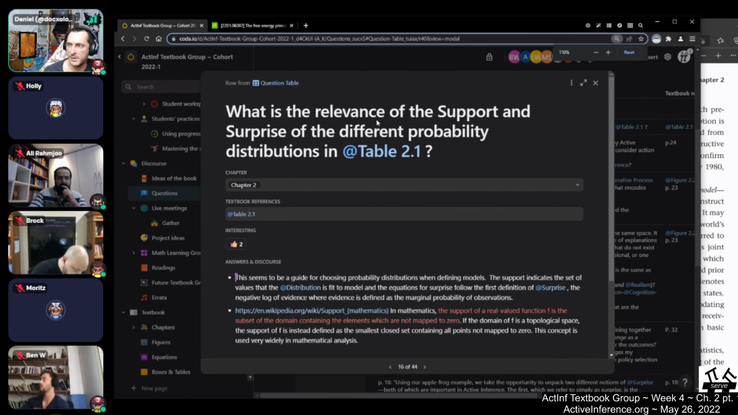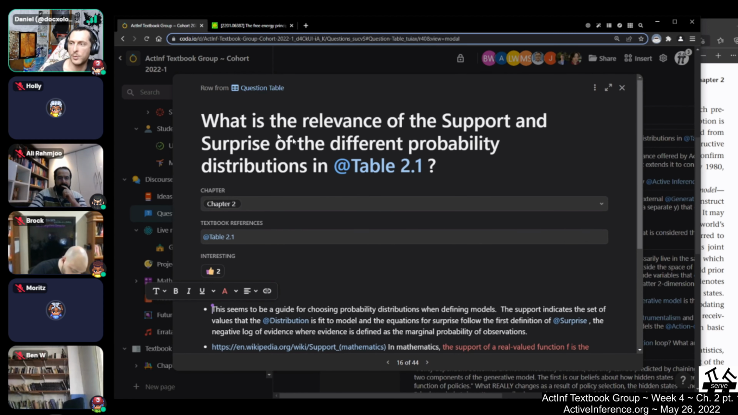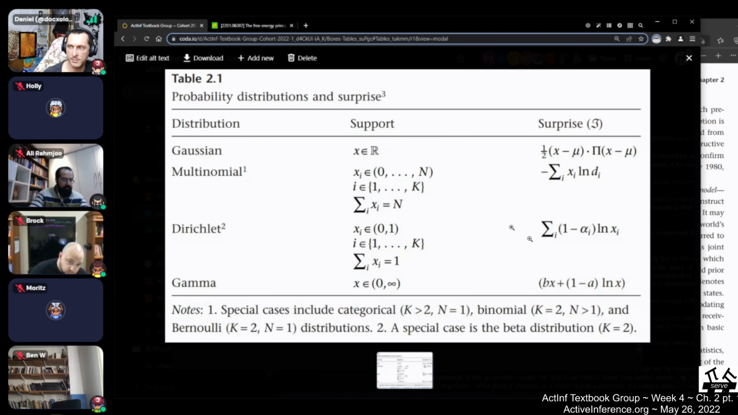What is the relevance of the support and surprise for the different probability distributions in Table 2.1? So what does anyone see in Table 2.1, and what are support and surprise?